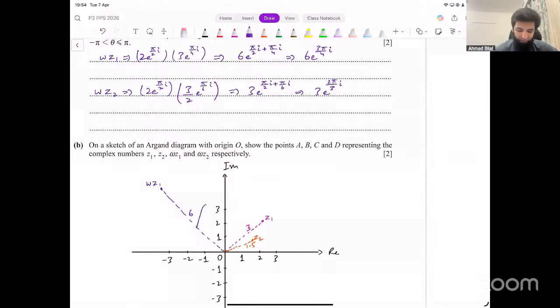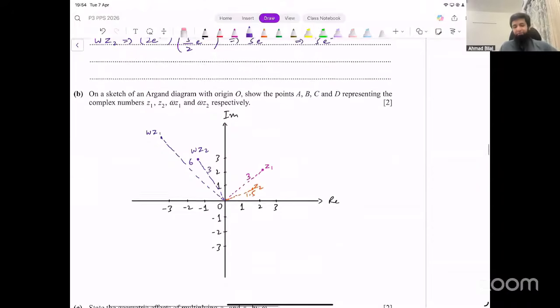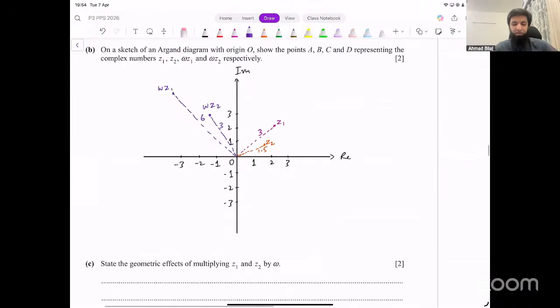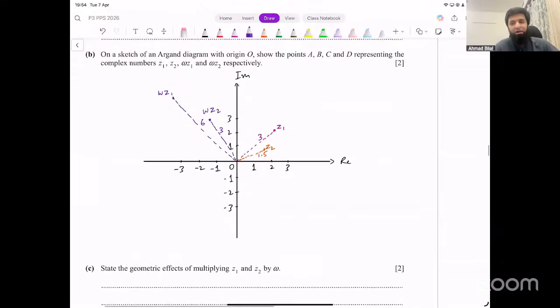It's going to be above this line, right? The other line is 135. So 120 is going to be slightly before that, somewhere around here. This will be WZ2. So as long as the positions of Z1, Z2, WZ1, WZ2 are relatively correct, that will be acceptable. Okay? Makes sense, right? We move on.